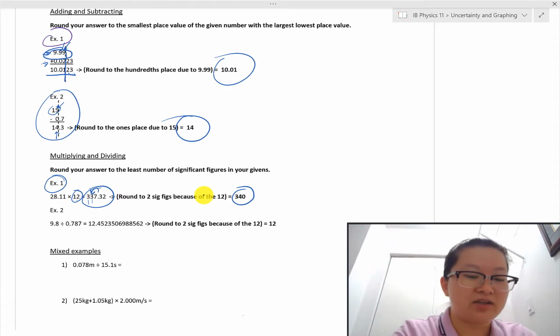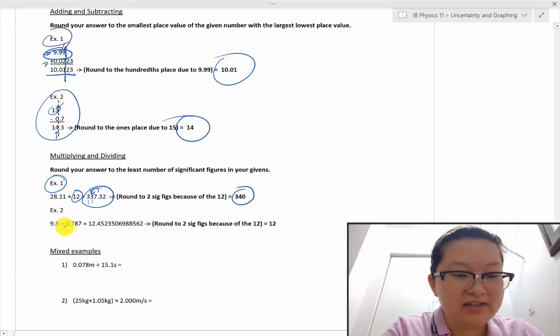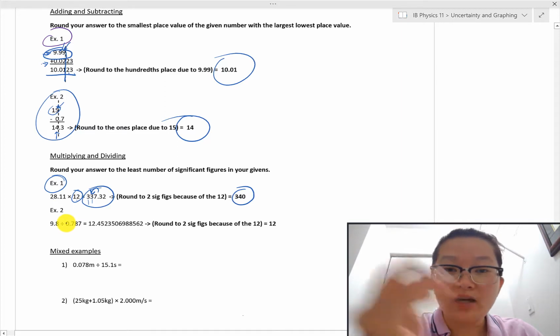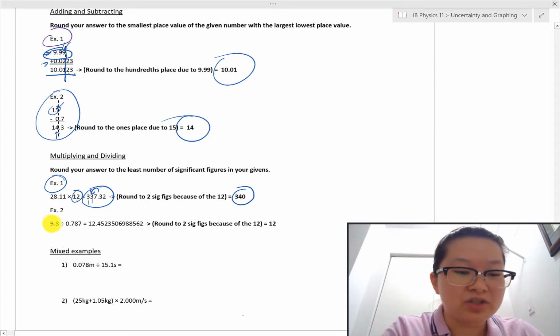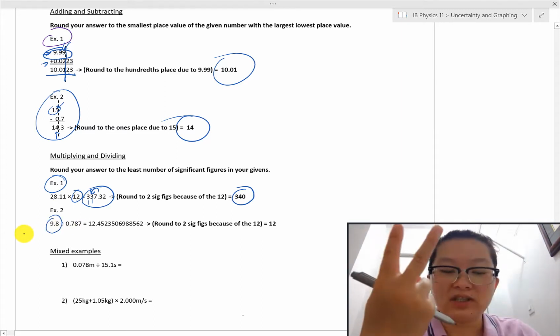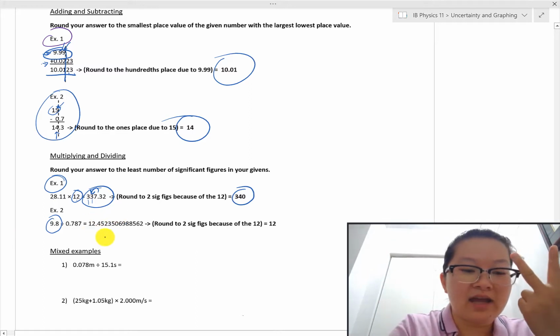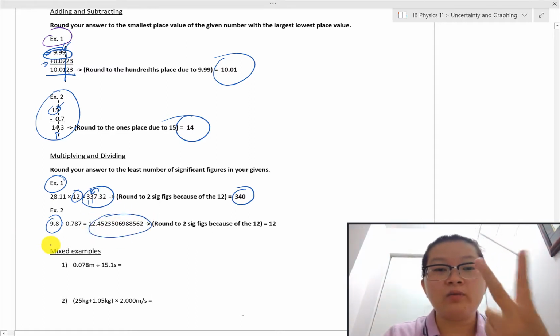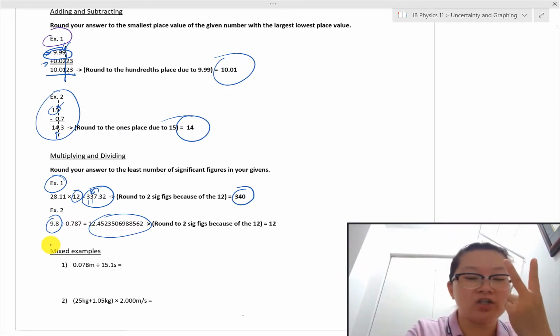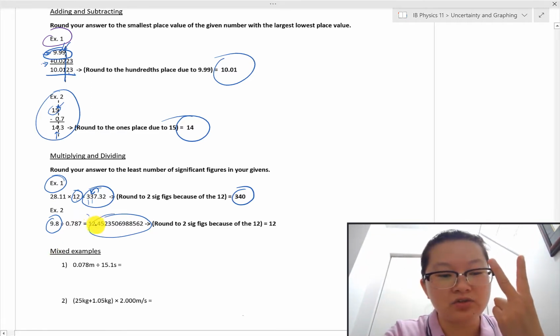Okay, let's do the next one together. 9.8 divided by 0.787. Okay, so we look at the number with the least number of sig figs, which is the 9.8, 2 sig figs. We calculate our answer, and we want to round this number to 2 significant figures, starting with the largest place value, which is the 10s and the 2s.